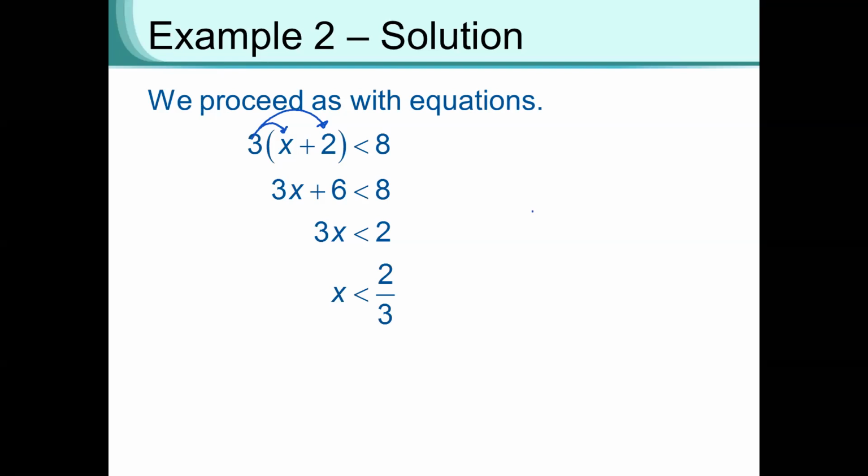Then we subtract 6 from both sides. These two 6's cancel out, and 8 minus 6 is 2. So we get 3x is less than 2. Then we divide both sides by 3. Because 3 is a positive number, nothing changes here. So these 3's cancel, and we get x is less than 2 over 3. So that's our answer, which is similar to what you just did.